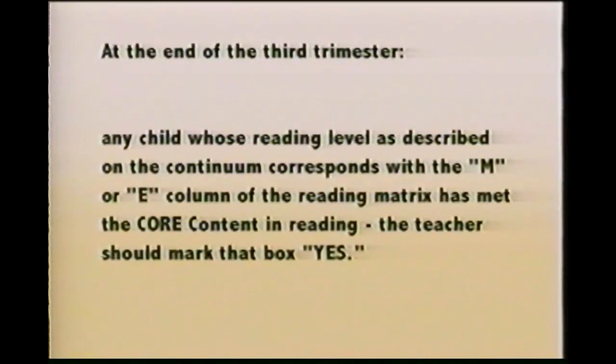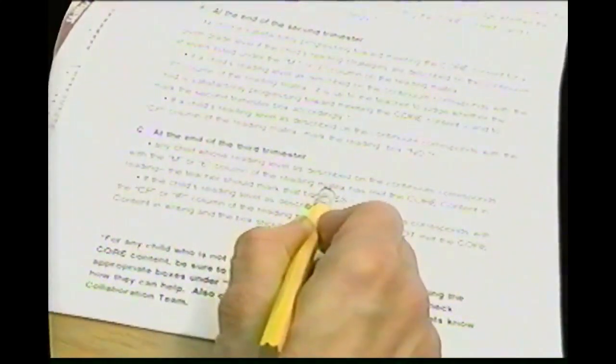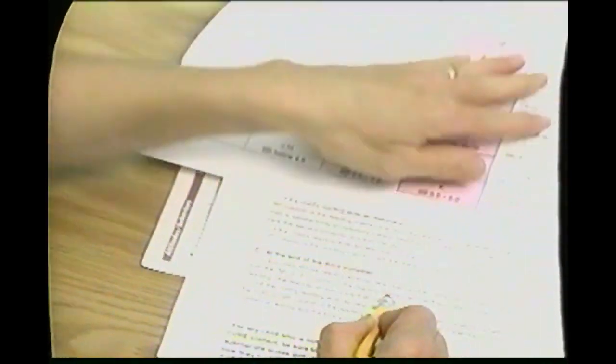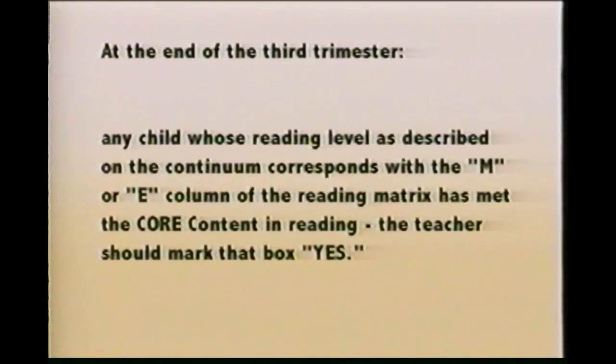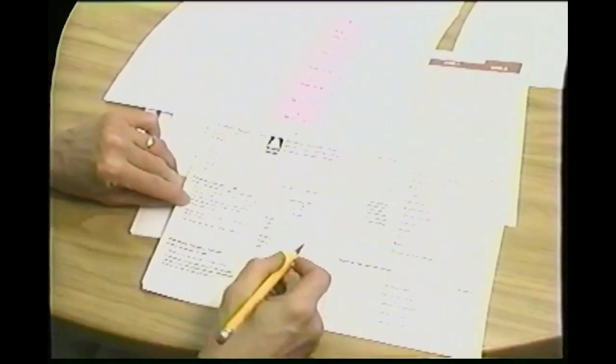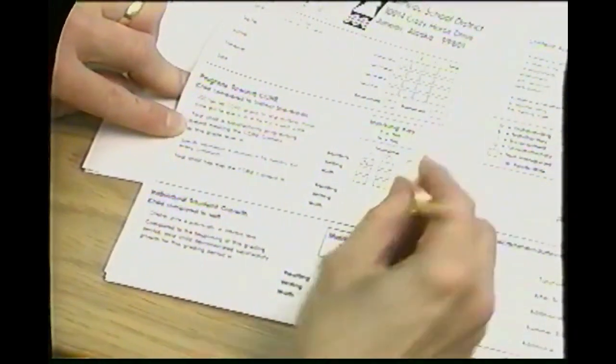And finally, at the end of third trimester, any child whose reading level as described on the continuum corresponds with the M or E column of the reading matrix, that's right there, we looked at them last for second trimester, has met the core content in reading, and the teacher should mark that box yes. So on the report card, no problem. If their reading is somewhere in the M or E column, you can just say yes here for reading.